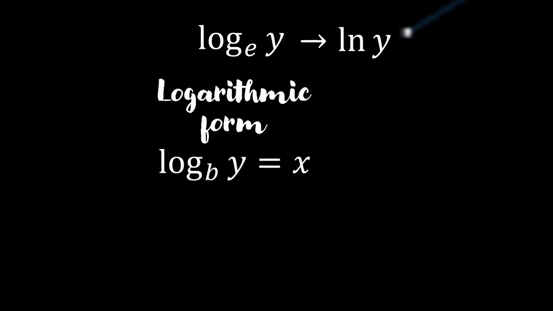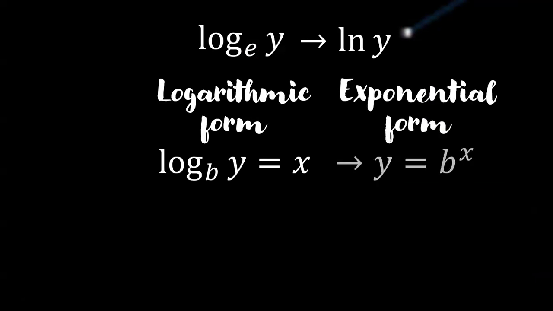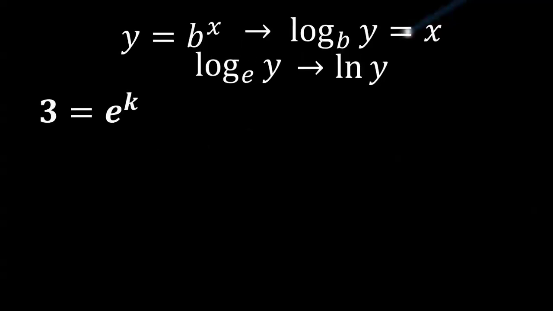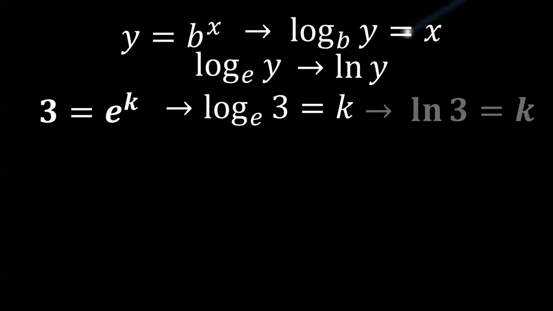The logarithmic form, the logarithm of y to the base b is equal to x, has the equivalent exponential form y is equal to b to the x. Combining these two concepts, how do we transform 3 is equal to e raised to k into its logarithmic form? The answer is the logarithm of 3 to the base e is equal to k. Since the base is e, we can rewrite that as a natural logarithm, so the final answer becomes ln of 3 is equal to k.